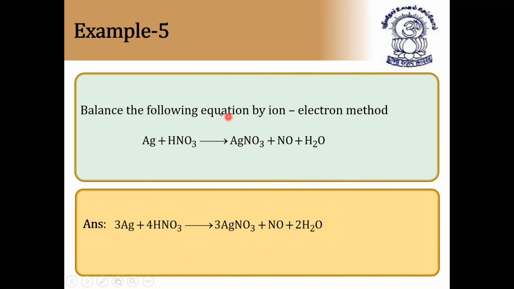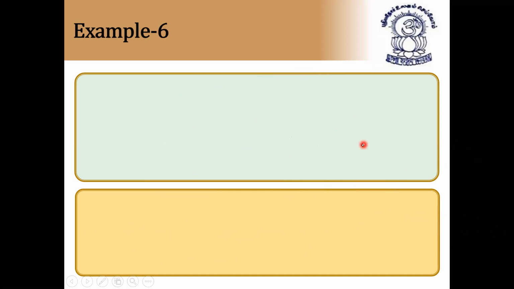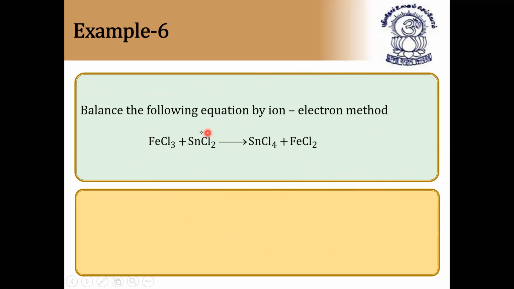Now, balance the following equation by ion electron method. Again, the same thing. Here they have to mention acidic medium or basic medium. So simply we'll check now. Iron does not change its oxidation state, only tin is changing. Tin is plus 2, changing to plus 4 state. Nothing else is changed because iron is plus 3 state and here it is plus 2 state.